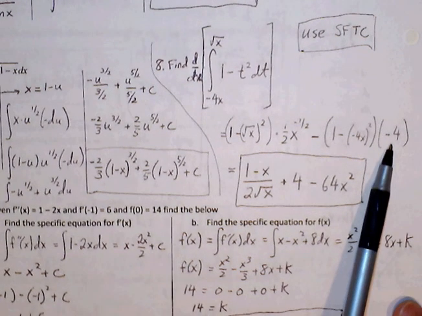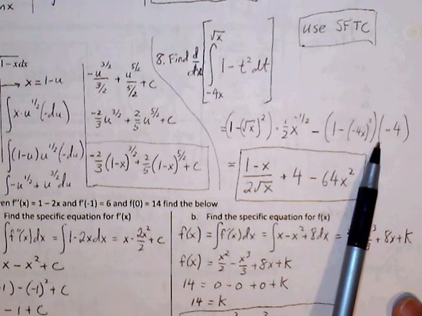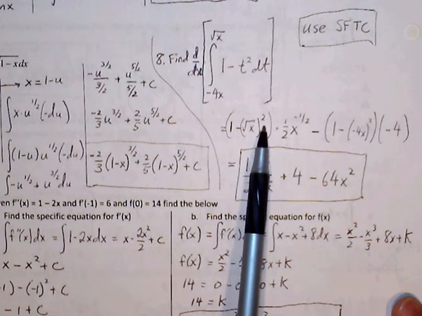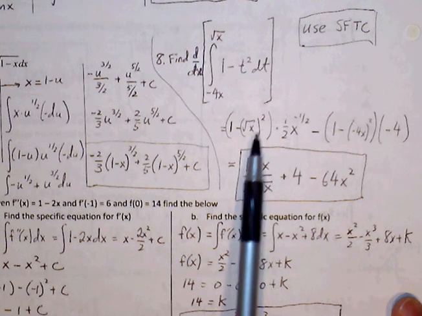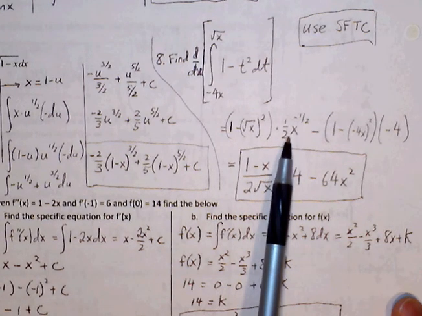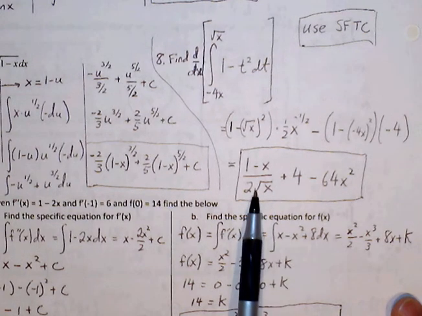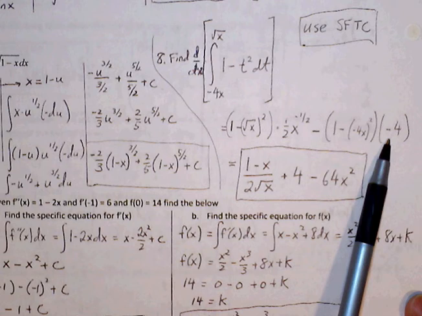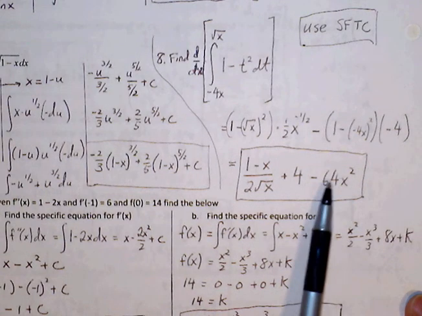So now it's just a matter of cleaning up. 1 minus x, because square root of x squared is simply x. The 1/2 x to the negative 1/2 can be pulled down to the denominator as 2 root x. These two negatives cancel out, so we're distributing the 4 through. So 4 minus 64x squared.